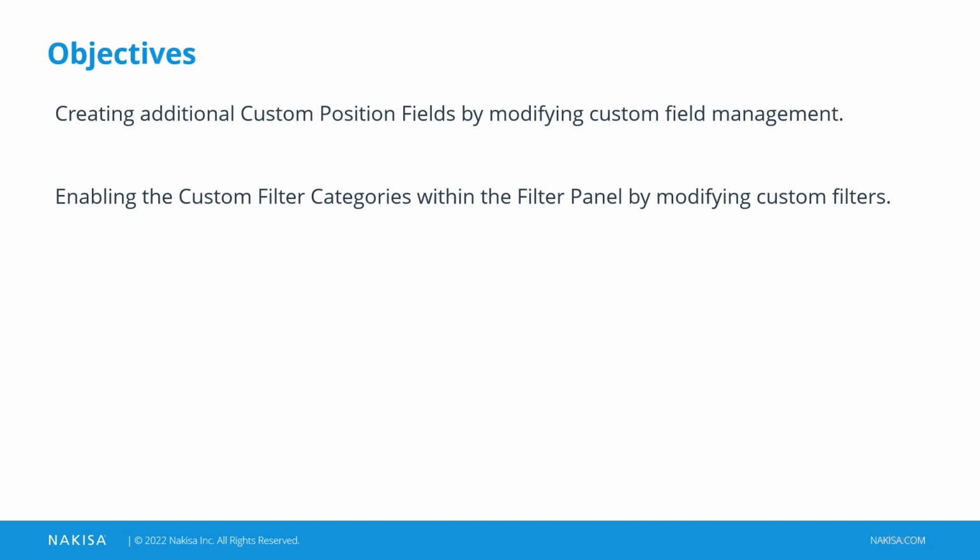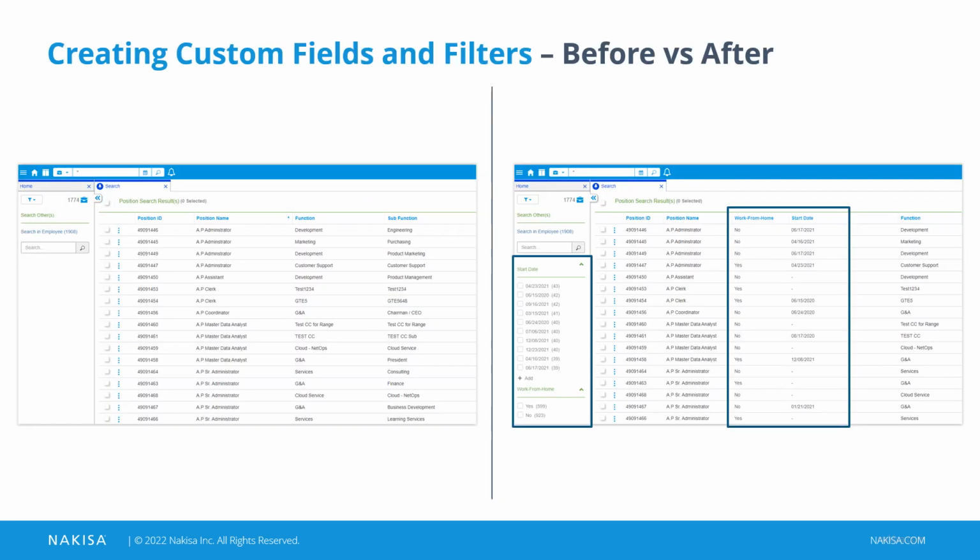The second objective is to showcase how to configure custom filter categories within the filter panel. By default, most of the new fields that you add to Nakisa HR Suite will appear automatically within the filter panel. However, if you add a number or date field, you might want additional configuration for these fields. Let's look into the two objectives.